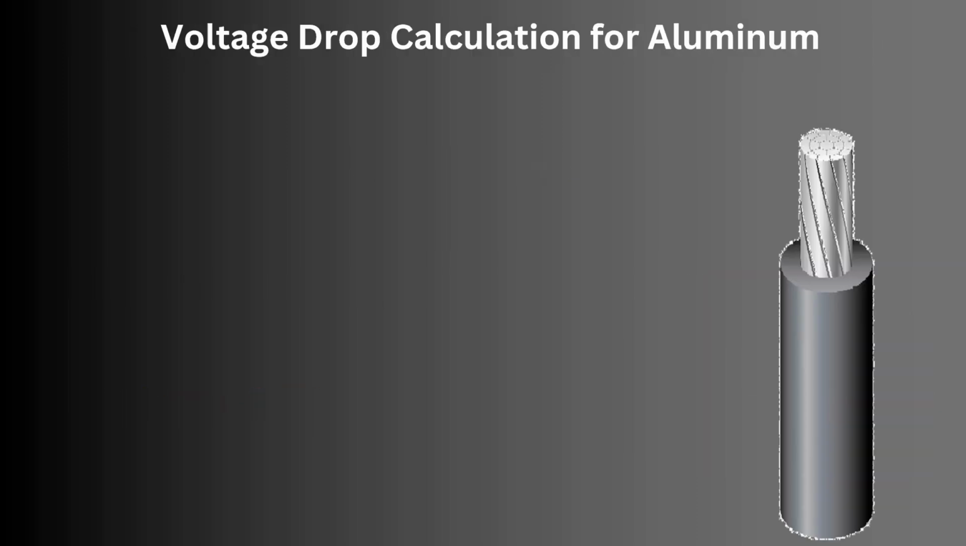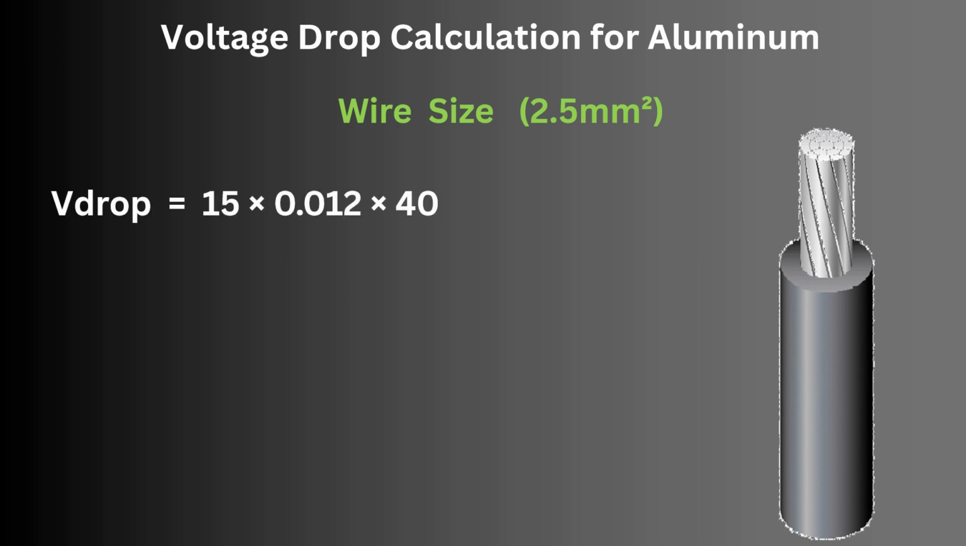Now voltage drop calculation for aluminum wire. The wire size is 2.5 mm square. So put the values in the formula: 15 multiplied by 0.012 multiplied by 40. So the answer becomes 7.2 volts.